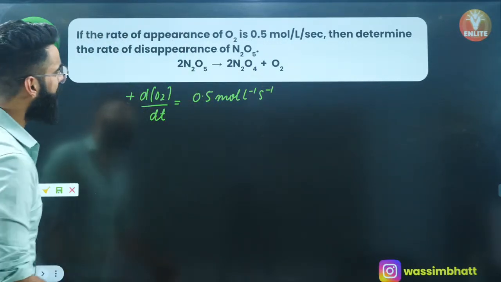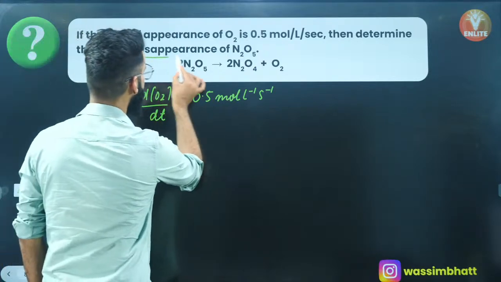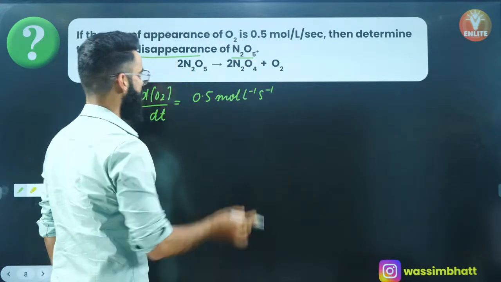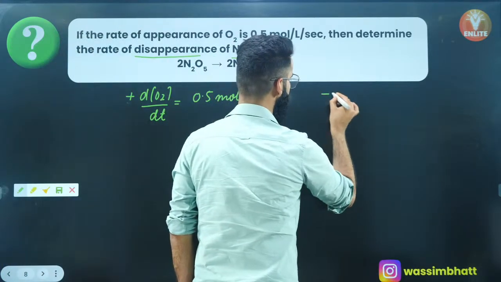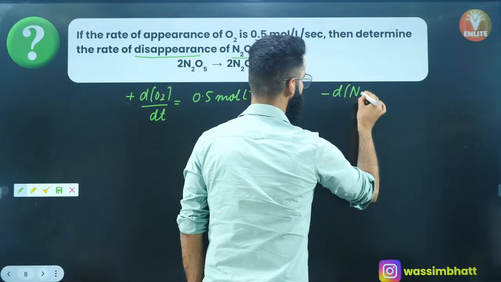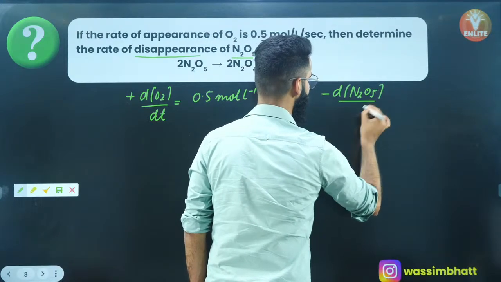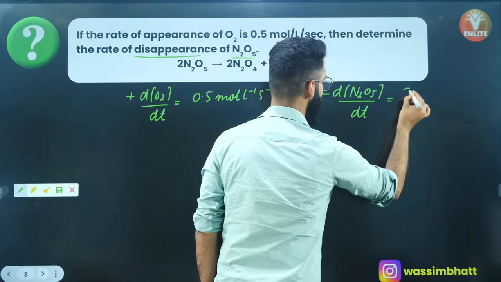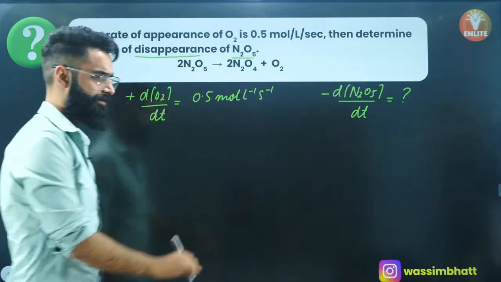Now what do I need to calculate? I need to calculate the rate of disappearance of N2O5. How do I write rate of disappearance of N2O5? I'll start with minus sign, change in the concentration of N2O5 divided by dt. This is what we call rate of disappearance of N2O5, which I'm supposed to calculate, right?